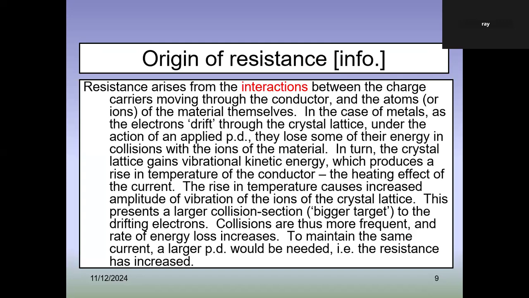Basically, the positive ions in the metal are vibrating up and down. If you have a potential difference from a battery, the electron will be accelerated. So it will collide with the positive ion and give energy to the positive ion. So it loses energy. That's why you need to give it energy. That's why you have to have a battery or cell to give energy to the charge carrier to continue to move with constant current. So the temperature of the conductor will increase. The positive ion will vibrate with greater kinetic energy and greater amplitude.